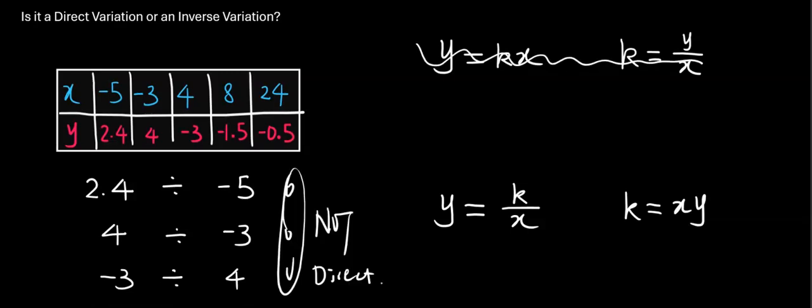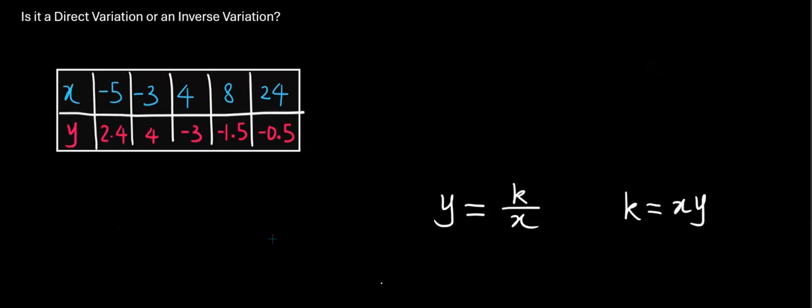We can check, is it inverse variation? To check if it's inverse variation, we're going to do multiplication. That's right, multiplication. Order does not matter. You can write down -5 times 2.4. You can say 2.4 times -5. And let's continue: -3 times 4 and 4 times -3.